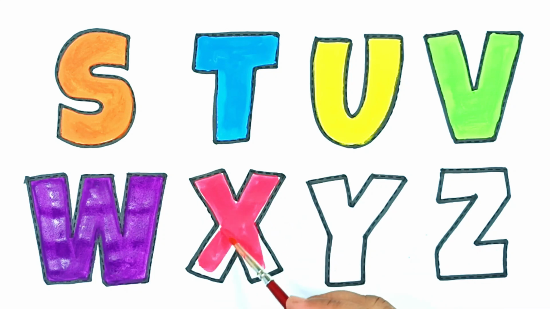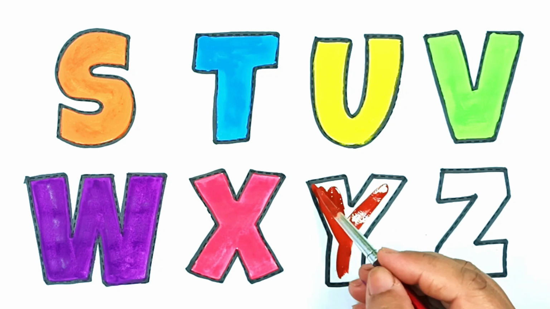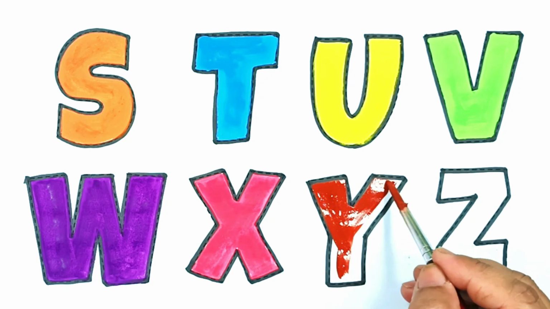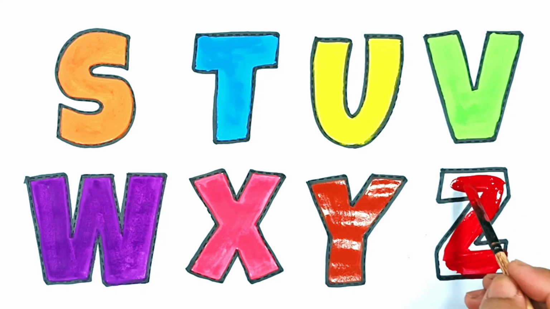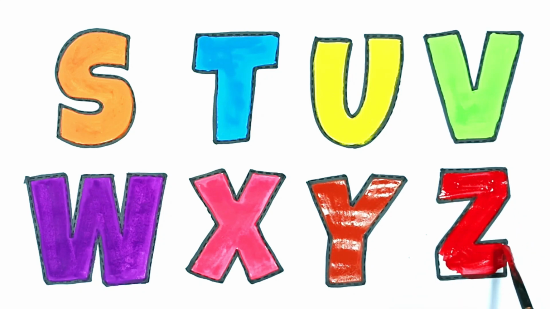X for fox. X is for xylophone, play it today. Y for yo-yo. Y for yacht. Y is for you, now you know how it goes. Z for zebra. Z for zebra. Z is for zipper, open and closed.